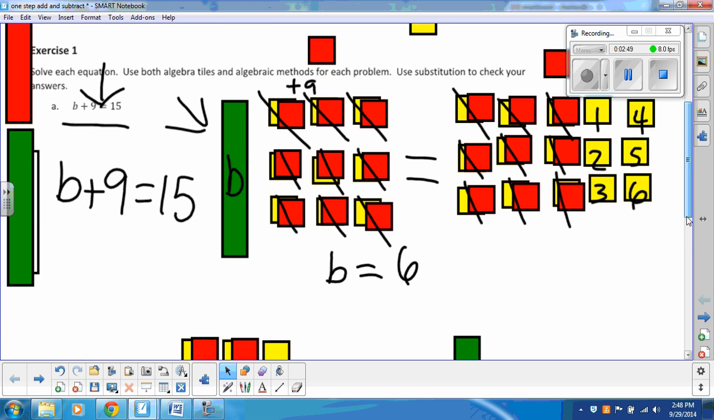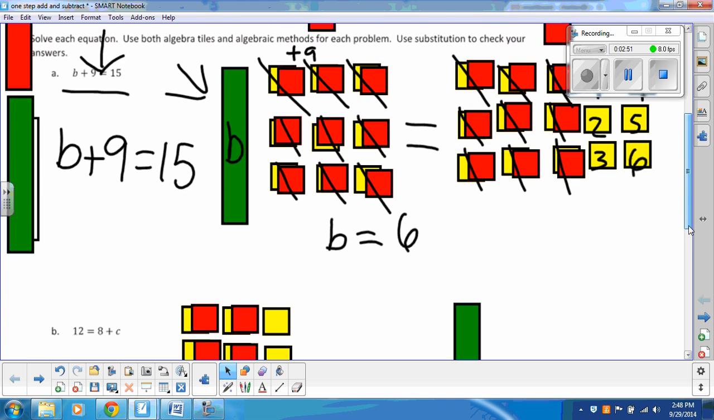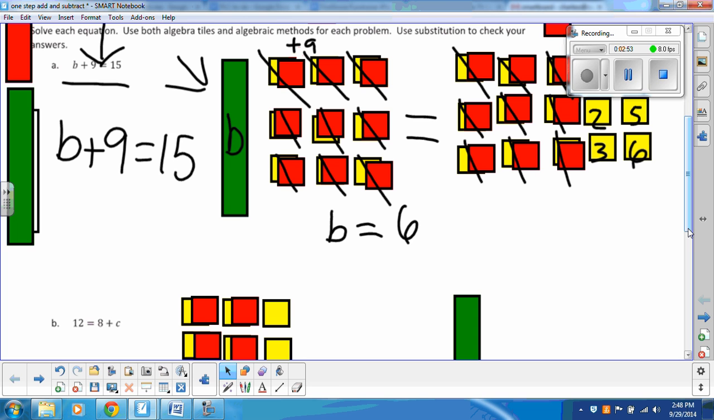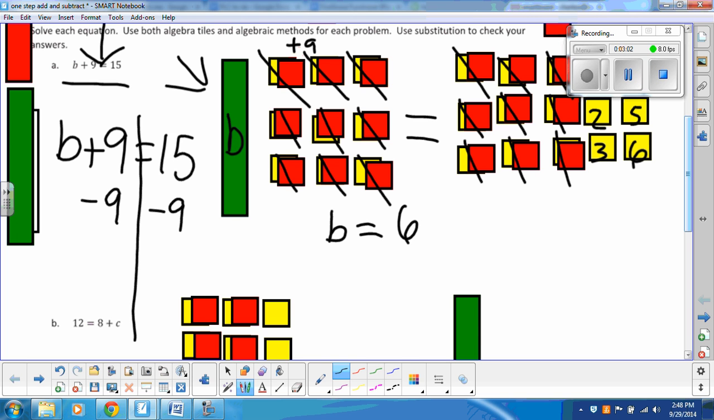Now we're going to look at solving it algebraically, using just our numbers. I'm going to do to one side what I do to the other side. I'm isolating the variable and balancing the equation, and it leaves me with 1b equals 6.